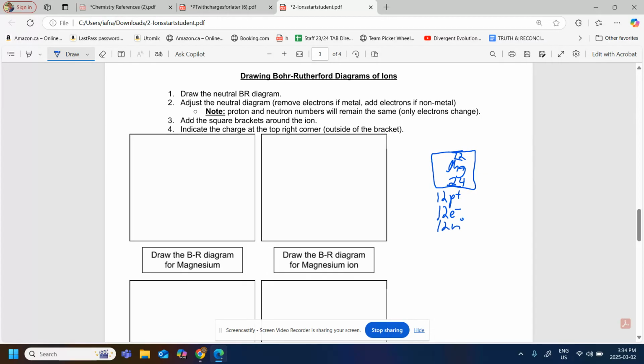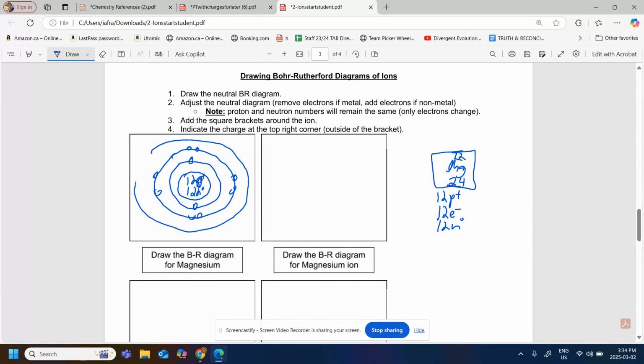So when you're drawing your Bohr-Rutherford diagram, you would have 12 protons in the nucleus. That should be a P. And 12 neutrons in the nucleus. Then you would place your electrons, so 2 on the first shell, 8 on the second shell, because that's full now. And then you only have 2 more to place, so 1 and 2.